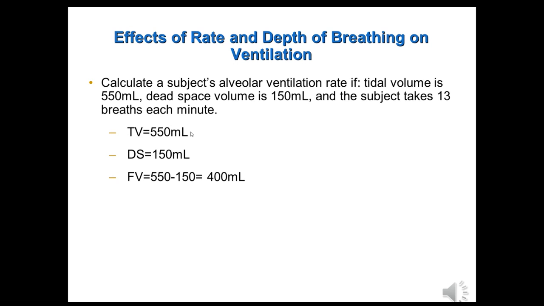Okay, so tidal volume is 550 milliliters, dead space volume is 150, so we take 550 minus 150 and we get 400 milliliters for the functional volume. Then we take that and multiply it by 13 breaths a minute. We get an alveolar ventilation rate of 5,200 milliliters per minute. Okay. Everybody get that? Anybody have any problems calculating that?